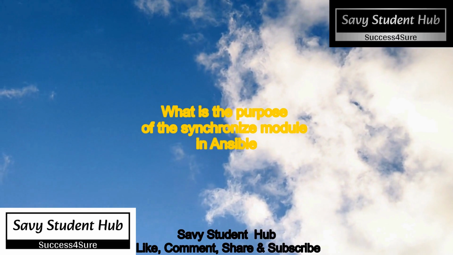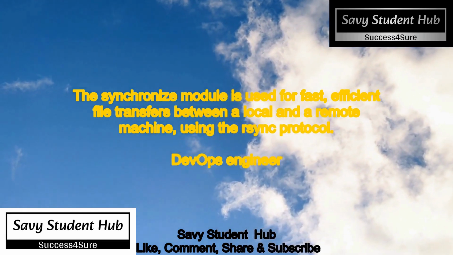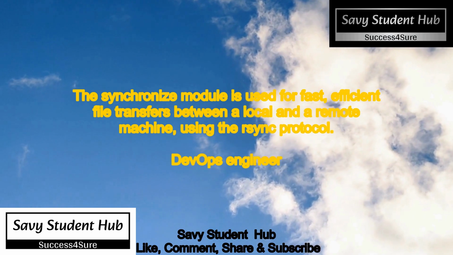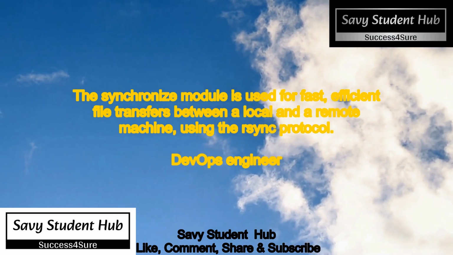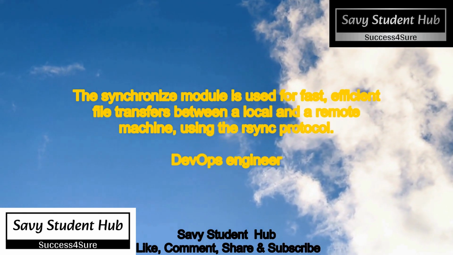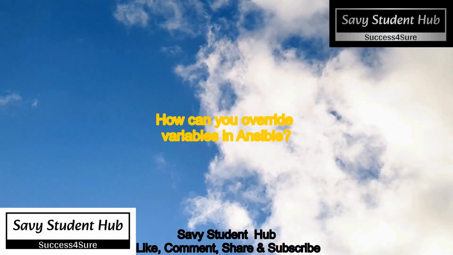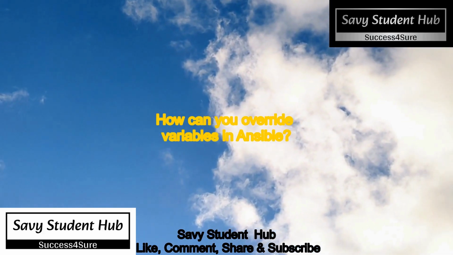The synchronize module is used for fast, efficient file transfers between a local and a remote machine, using the rsync protocol. How can you override variables in Ansible?